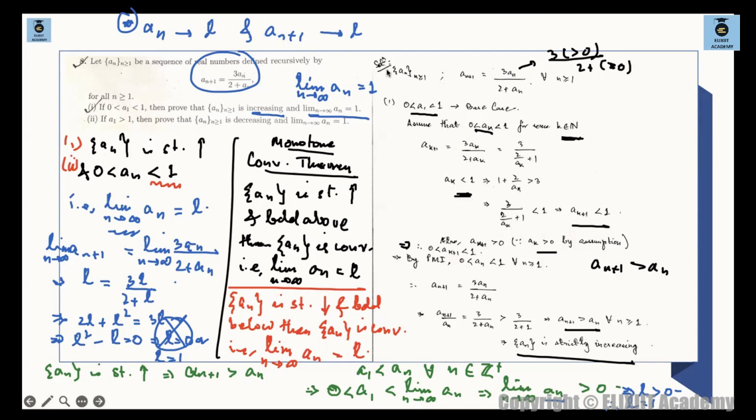What is the use of the monotone convergence theorem then? The sequence is bounded above and the sequence is convergent. Without knowing AN is convergent, how will you find the limit? You have to say that AN is convergent. If AN is convergent, then only you are finding L and all sorts of things. L is given to be 3L divided by 2 plus L, and then you are finding the limit. You need to know that AN is convergent.